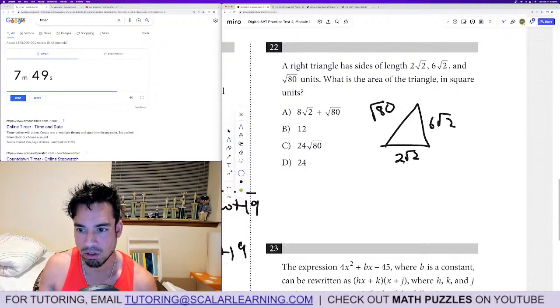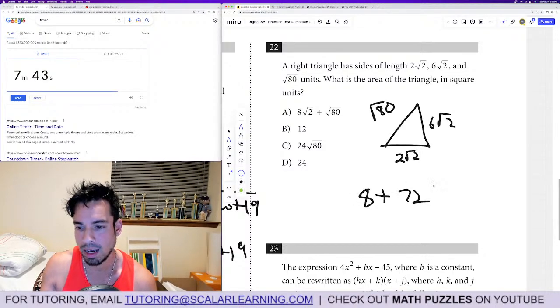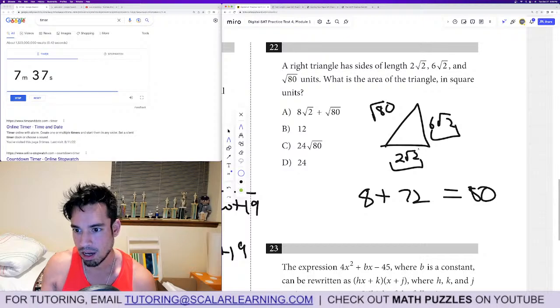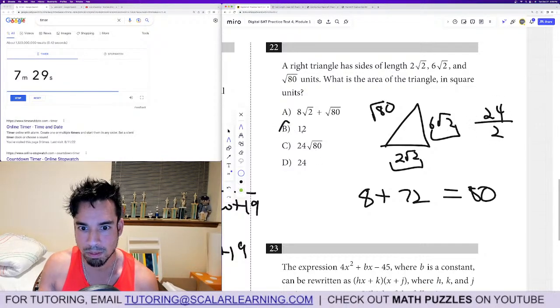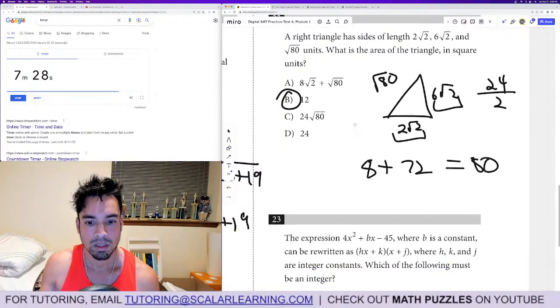So let me just do Pythagorean theorem real quick. That squared is 4 times 2 is 8, plus 36 times 2 is 72. Yeah, okay, so it is a right triangle. So these guys are the legs. This is the hypotenuse, the longest side. So it's base times height divided by 2. So it's 12 times 2 is 24 divided by 2 is 12. Done. Okay, 7.5 minutes left.